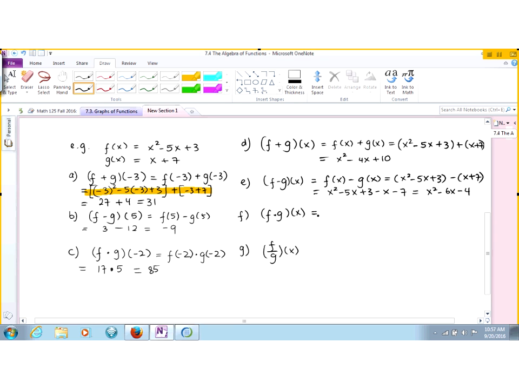So f times g of x. What is f times g of x? F of x times g of x. All right. So this is x squared minus 5x plus 3 multiplied by x plus 7.